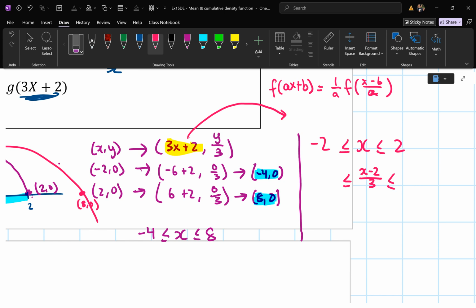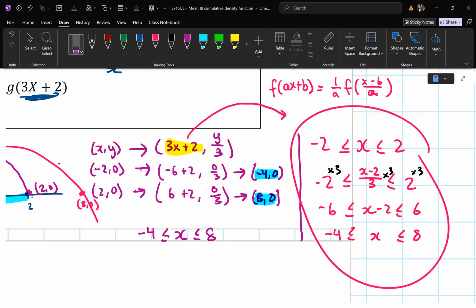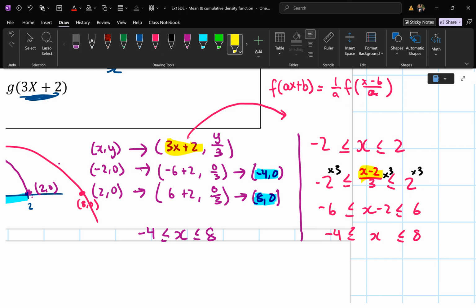If you rearrange that, it's x minus 2 over 3, and this is negative 2 to 2. So times everything by 3, and you get negative 6 less than or equal to x minus 2 less than or equal to 6, and then add 2 on both sides. And you realize with the transformation, what do I get? Same thing. So this is what I did in class, and just being careful with this bit.